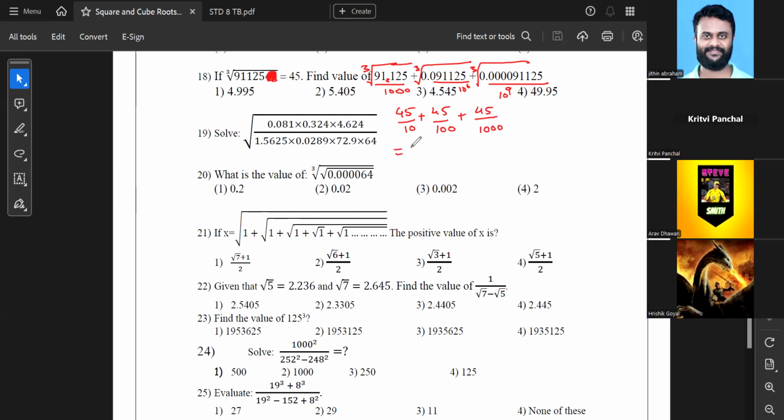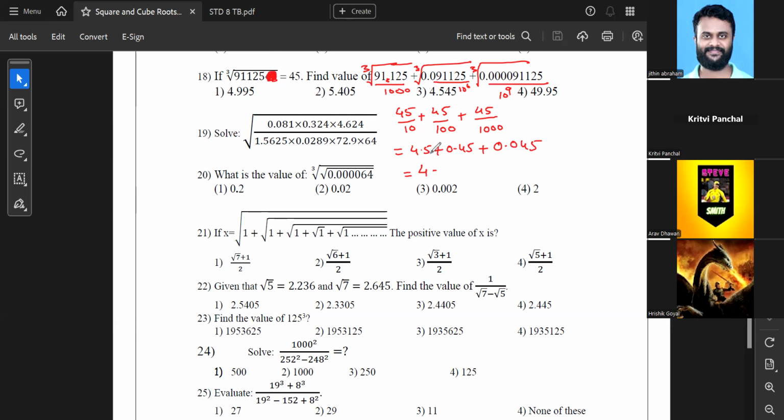So when you solve it further, this goes like this: 4.5 plus 0.45 plus 0.045. And that should give you 4 point something. First of all, my answer will be 4 point something. I think this should be my answer.